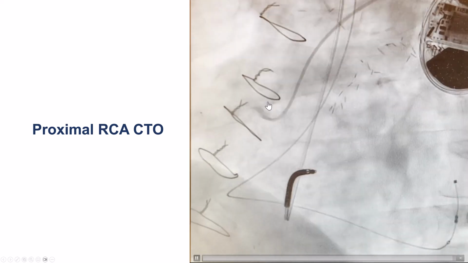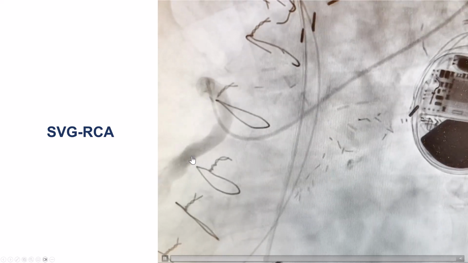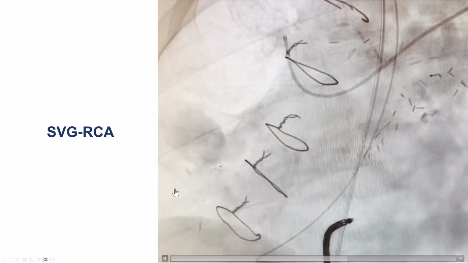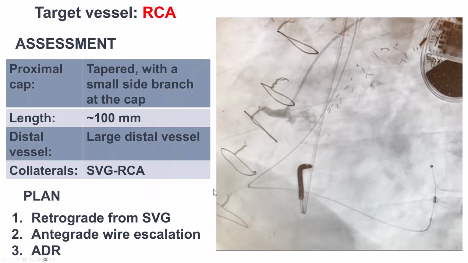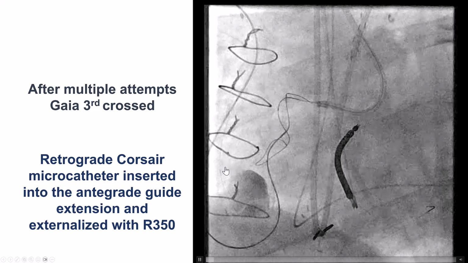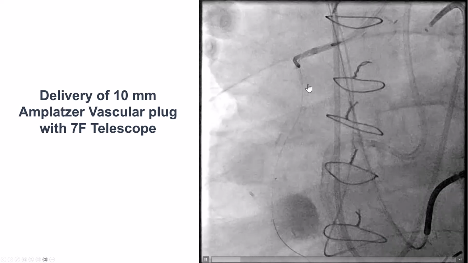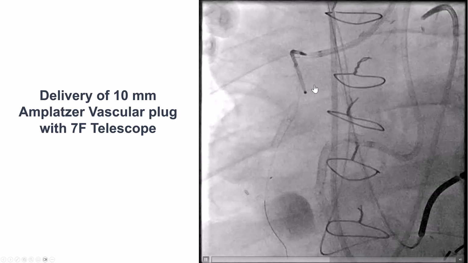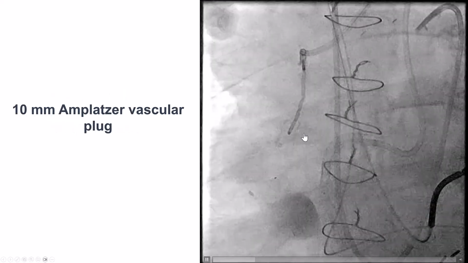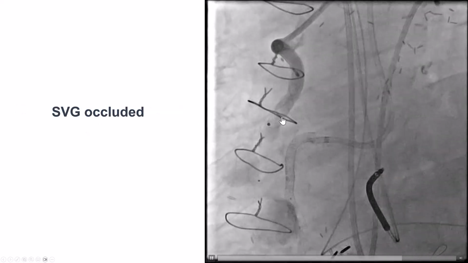And this is an example of what not to do. This is an RCA CTO, and a saphenous vein graft that goes to the right and has a large aneurysm. CTs are often done. We can see the large size of the aneurysm, and there's a distal anastomosis to the right coronary artery. So we recanalized the native RCA, which can be very complex, but is often done using the retrograde approach. And then in this case, an Amplatzer vascular plug was delivered and deployed into the proximal portion of the graft with successful occlusion proximally.